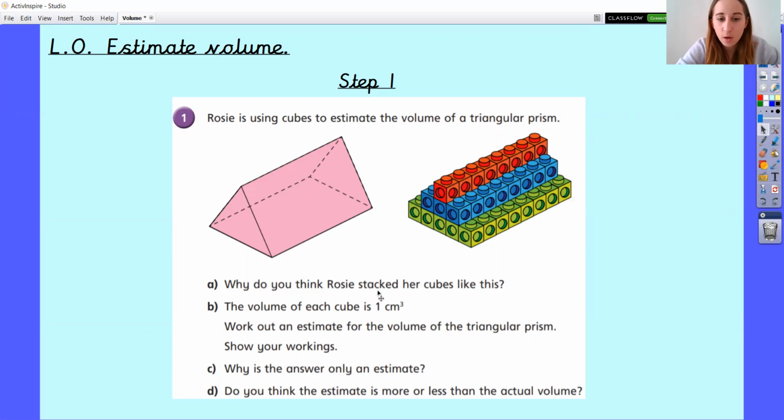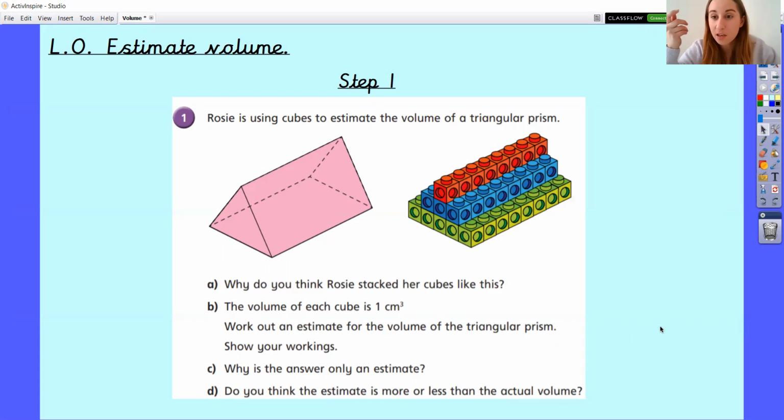So 1A, why do you think Rosie stacked her cubes like this? B, the volume of each cube is 1 centimetre cubed. Work out an estimate for the volume of the triangular prism. So think about that same strategy we talked about. How many cubes on the bottom layer, then the next layer, then the next, and add them together. C, why is the answer only an estimate? And do you think the estimate is more or less than the actual volume?